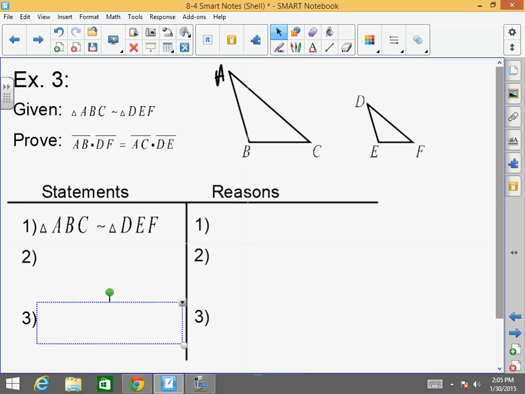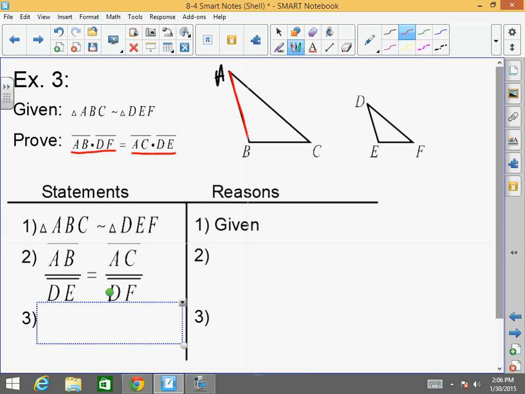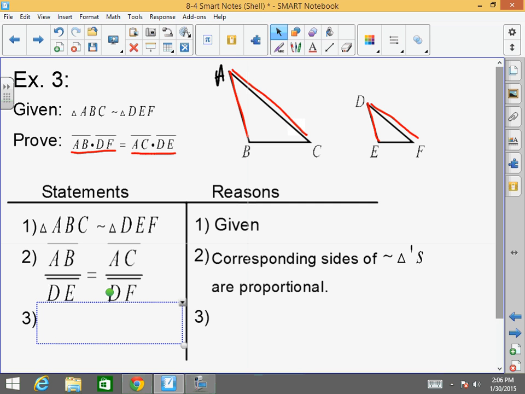ABC is similar to DEF. That is given. If we're trying to prove that AB times DF equals AC times DE, that should activate in you, hey, wait a second. We're cross-multiplying the proportional sides. So AB to DE, think about what I just did, AB to DE equals AC to DF. They have to. Why? Because corresponding sides of similar triangles are proportional.